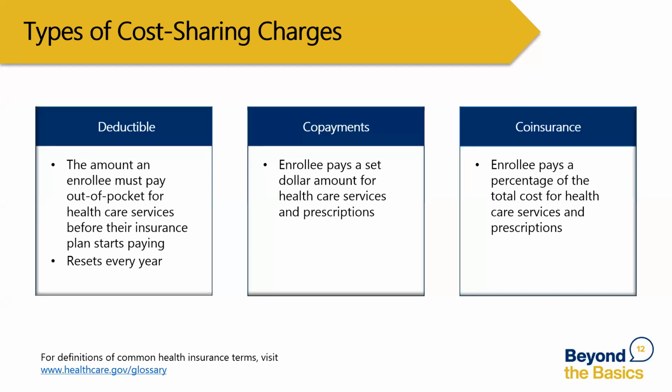Co-payments are a set dollar amount an enrollee must pay when they receive healthcare services. For example, a plan might have a $25 copay an enrollee must pay when they see their primary care doctor. Co-insurance is similar to a co-payment, except that with co-insurance, the enrollee must pay a percentage of the total cost for healthcare services they receive instead of a fixed dollar amount. For example, a plan might have 30% co-insurance for specialist visits, meaning the enrollee would pay 30% of the total cost for their visit to a specialist.